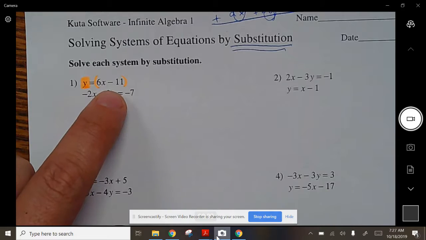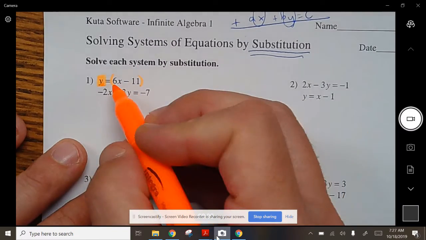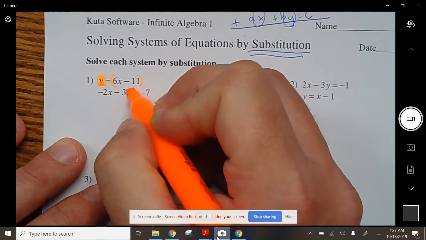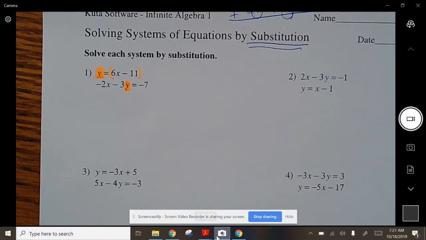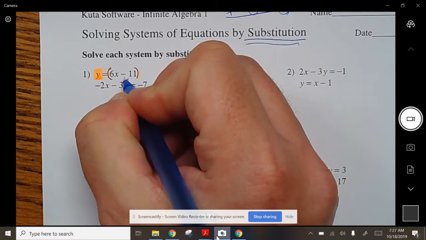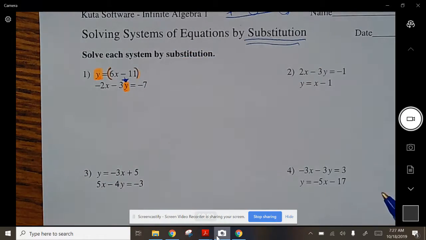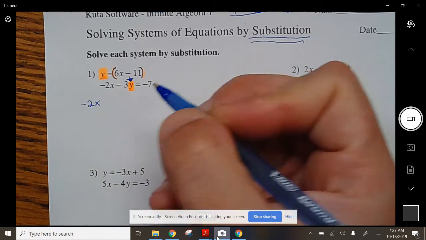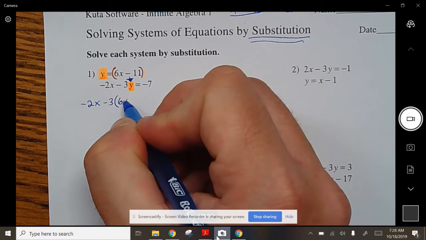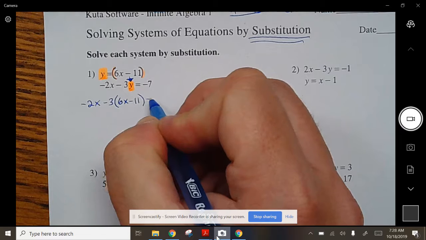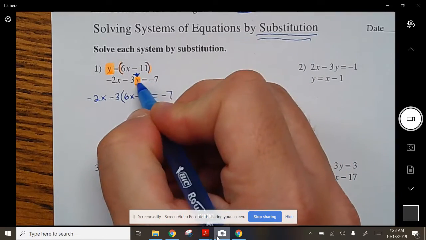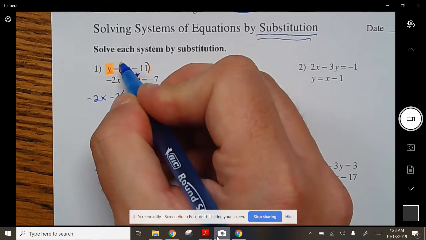And where would I place this parenthesis of 6x minus 11? Well, I know 6x minus 11 equals y, so I'm going to put it where the y is. So this concept isn't too crazy, so I don't want you to overthink it. I am going to put this parenthesis right here, and I'm going to rewrite that bottom equation. So the bottom equation is negative 2x minus 3, but I'm not going to put y. I'm going to put 6x minus 11 equals negative 7, okay? So we crossed out y basically, and we replaced it with what we know y equals.